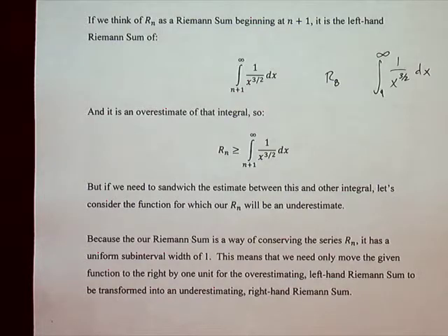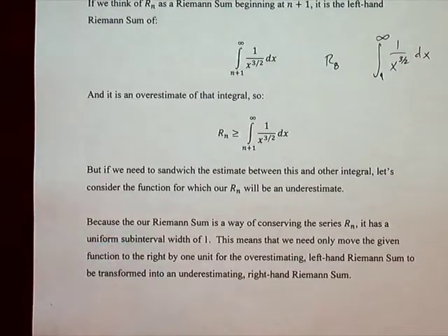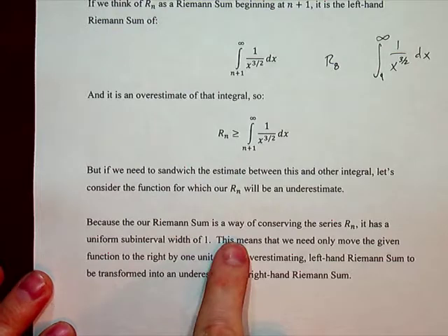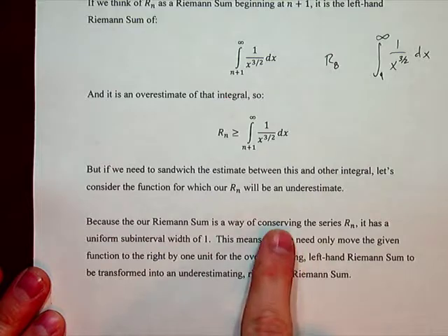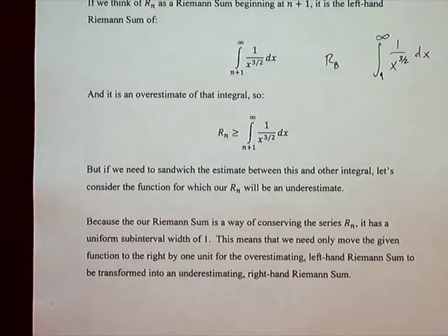Okay, so let me walk through that again, and let's just go ahead and read it right off of here. Because the Riemann sum is a way of basically representing our series R sub n, it has a uniform subinterval of width 1. This means that we only need to move the given function to the right by 1 unit in order to transform the overestimating left-hand Riemann sum into an underestimating right-hand Riemann sum.